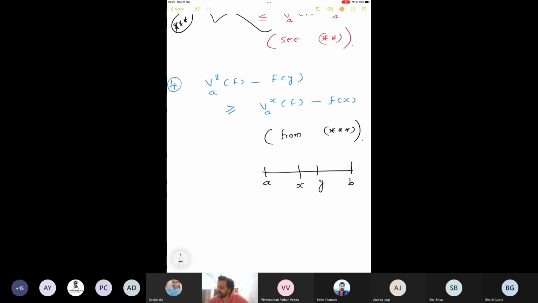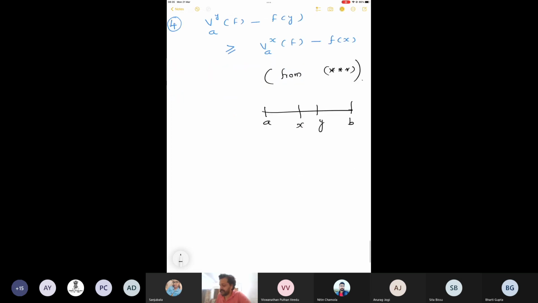Is the question clear? I am asking you to look at this. G at x is equal to variation of f over the interval a to x. Now this is a function of x, and the previous inequality tells you something about this function. What is that? Does it tell you that G is increasing?